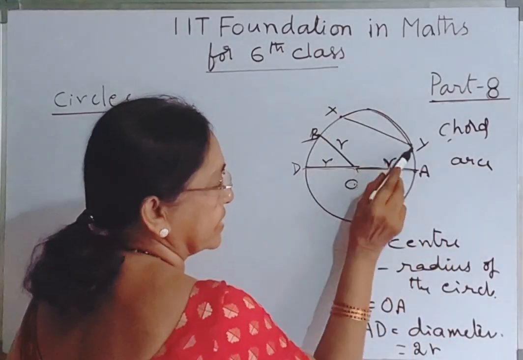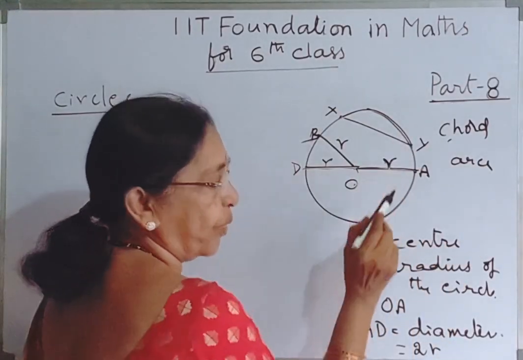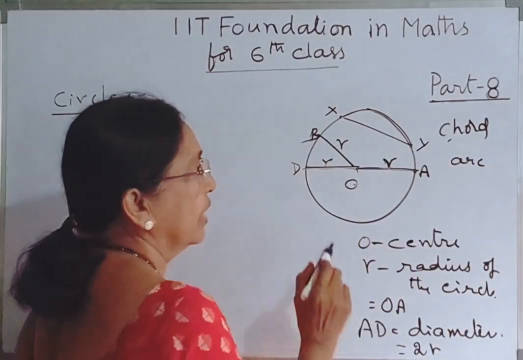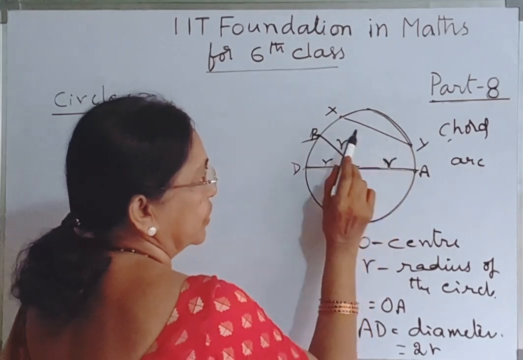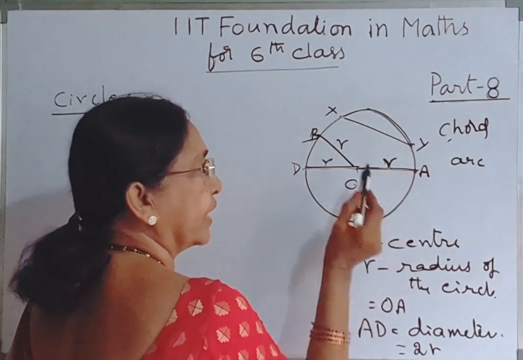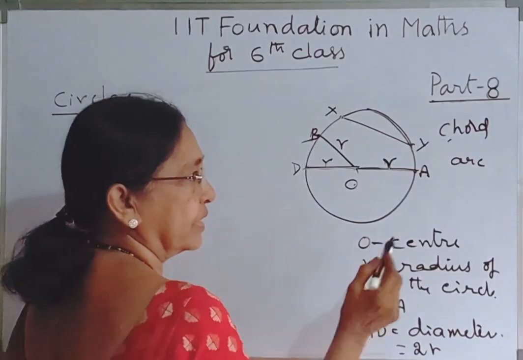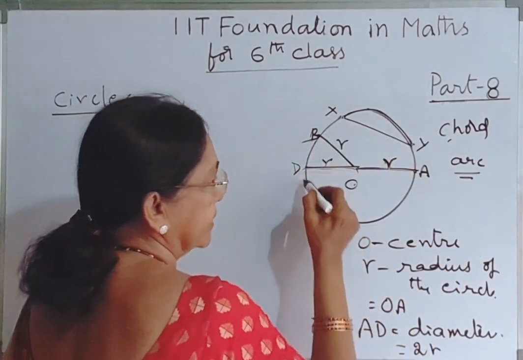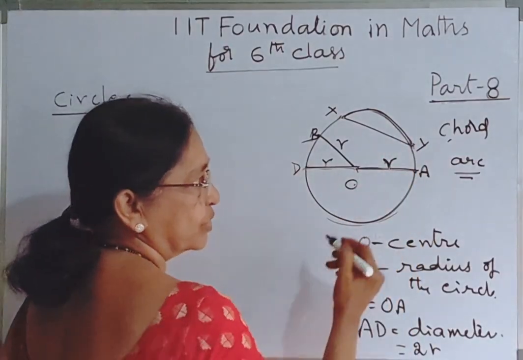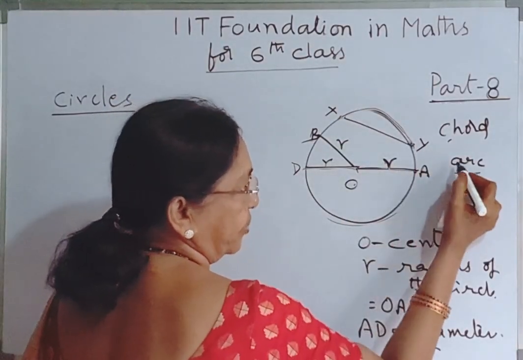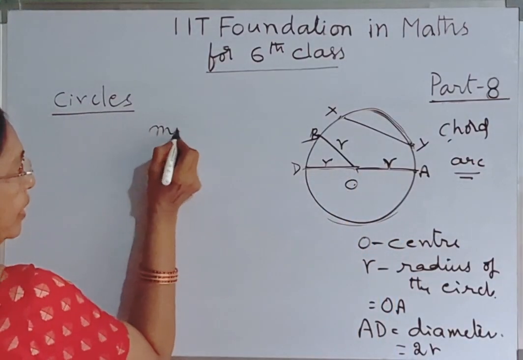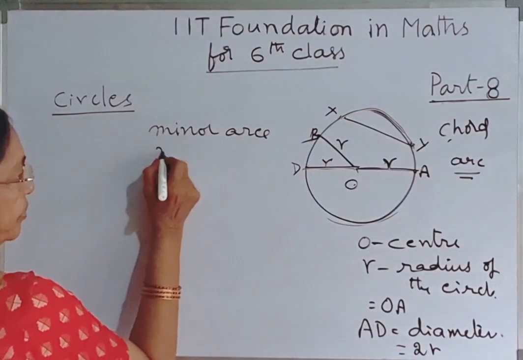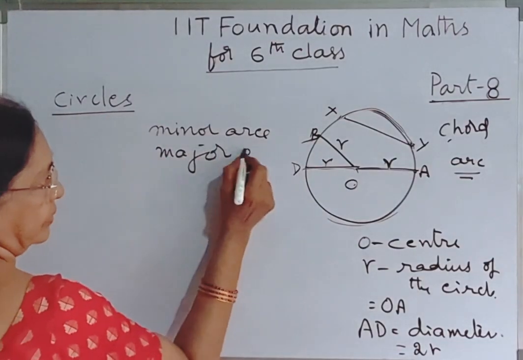The portion of the circle between two fixed points on the circle is called an arc. A portion of the circle between any two fixed points on the circle is called an arc. This is an arc. But here this is also an arc. So we call this arc a minor arc. The small arc is called minor arc and the bigger one is called the major arc.